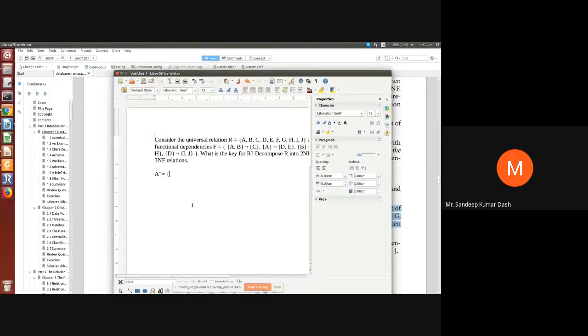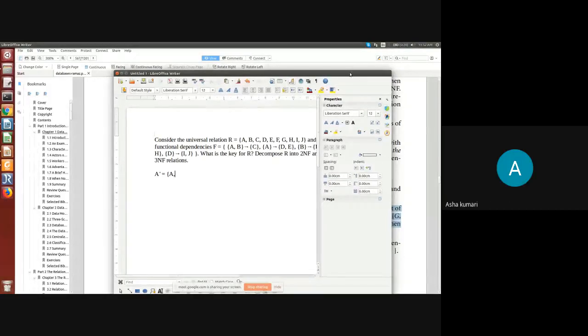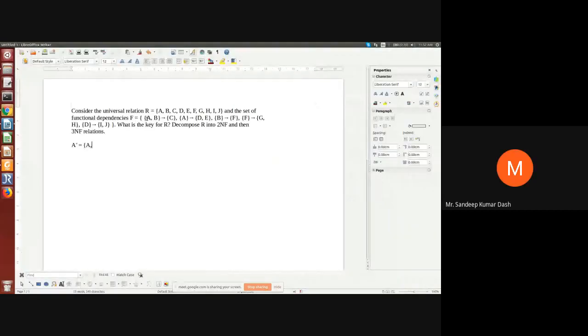A plus means closure of A, in which attribute A itself will be there along with any other. What will be there? A is deriving D and E, not BC. A is deriving D and E. So A itself will be there, D will be there, E will be there. Okay. Anything else you can get into this?